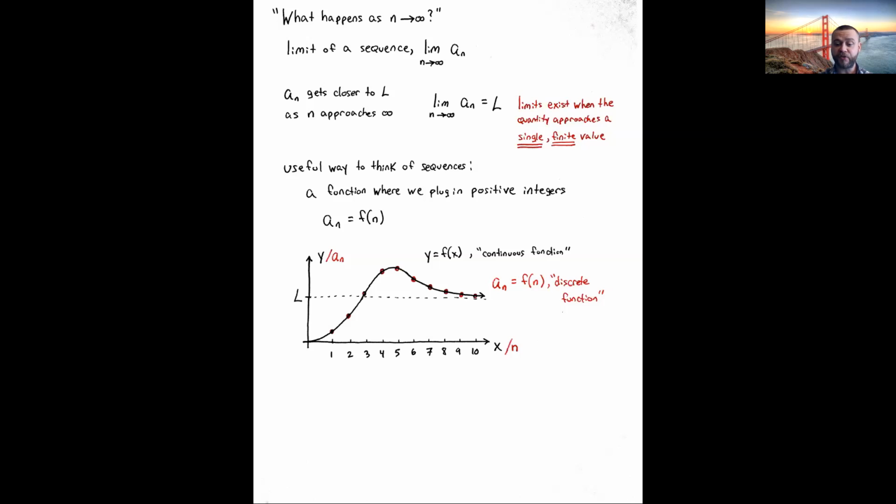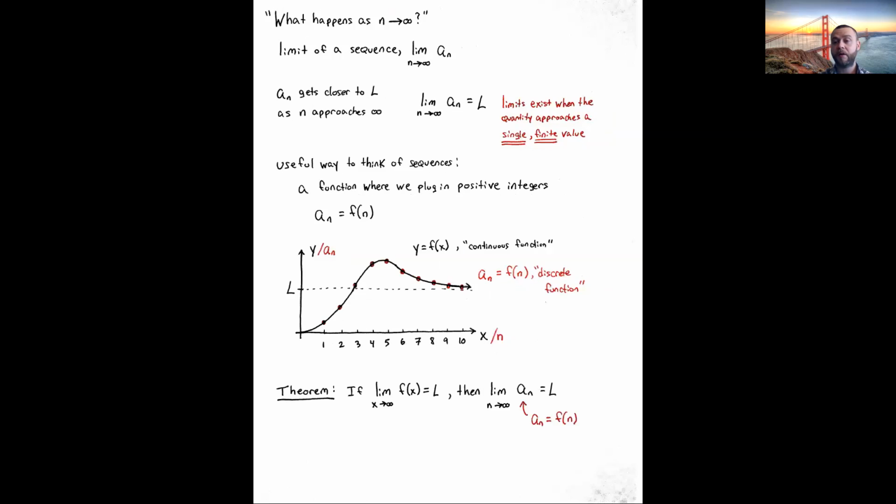And what we get is this nice, useful result that if we have a function that has a limit L as x approaches infinity, then the sequence defined by that function approaches L as well, but now as n approaches infinity.